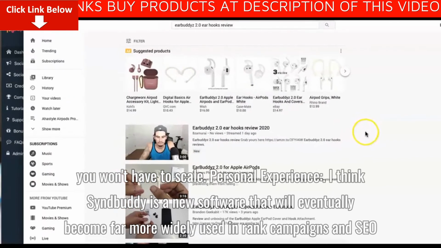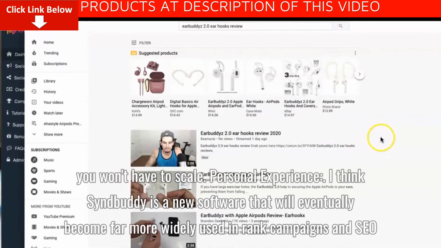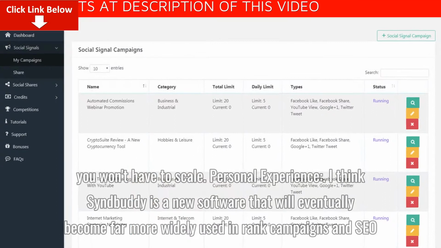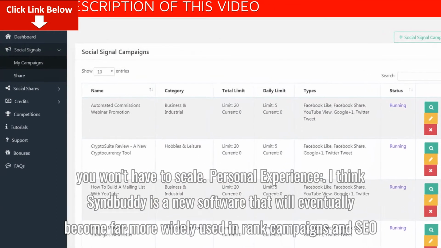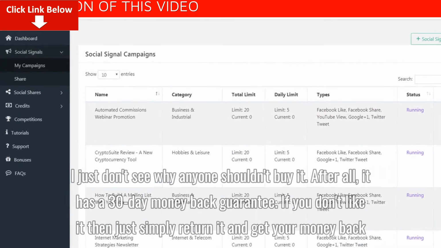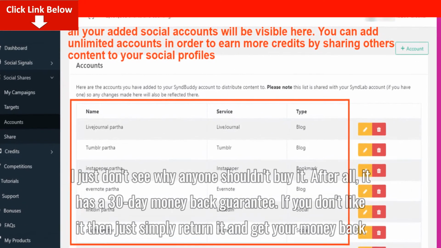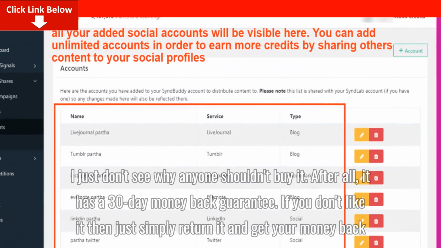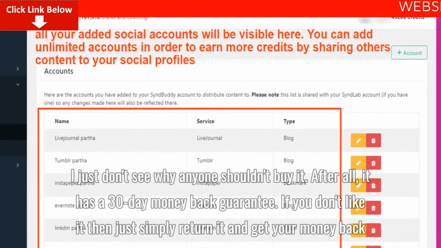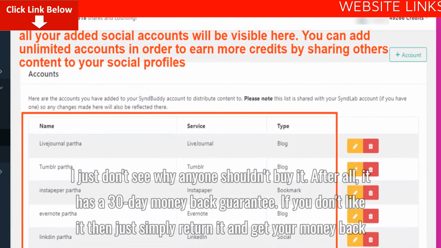Personal experience: I think SyndBuddy is a new software that will eventually become far more widely used in rank campaigns and SEO. I just don't see why anyone shouldn't buy it. After all, it has a 30-day money-back guarantee. If you don't like it, then just simply return it and get your money back.